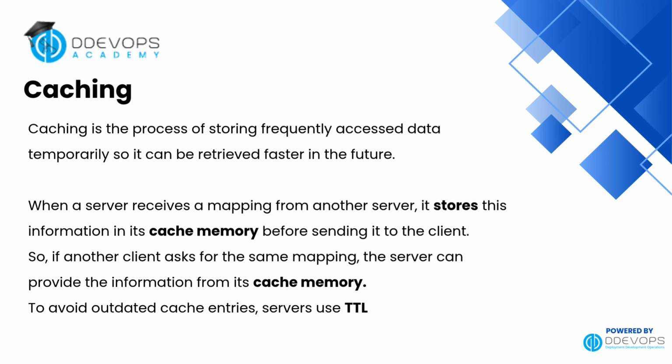When a server receives a mapping from another server, it stores this information in its cache memory before sending it to the client. So, if another client asks for the same mapping, the server can provide the information from its cache memory. To avoid outdated cache entries, servers use TTL.